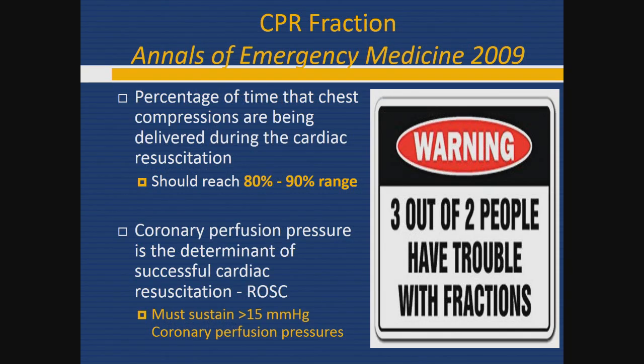CPR fraction: this is the time you spend on the chest. During a cardiac arrest, the optimal numbers are between 80 to 90%. If you can maintain this kind of time on the chest, the results are significantly higher. Realize that the coronary perfusion pressure needs to be at least 15 millimeters of mercury to retain ROSC and a sustained rhythm.